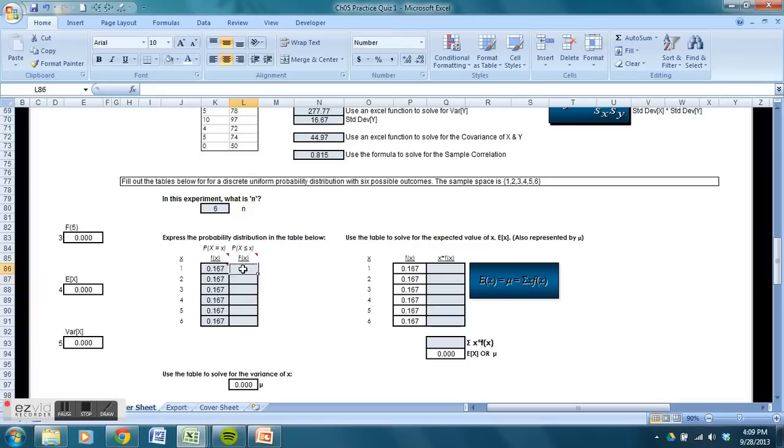Here, on the other hand, is the probability that x will be less than or equal to x. So for this first guy, it's the probability that the outcome will be 1 or anything less than 1. It's going to equal that, just the probability that it'll be 1.